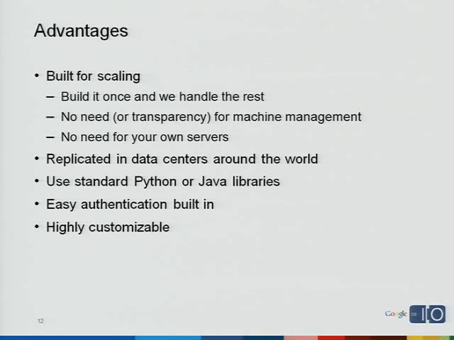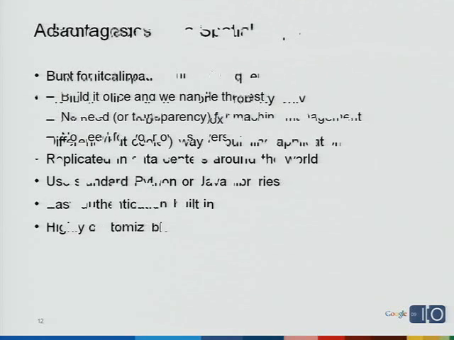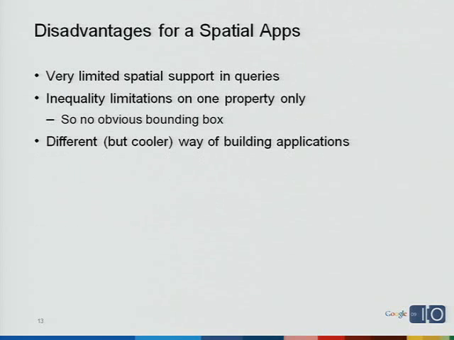And backups. So here are the advantages of it. It's built for scaling. It's replicating data centers around the world. You can use standard Python or Java libraries, although I will point out that you can't use anything that relies on C libraries, which unfortunately takes out a lot of the standard Geo libraries like GDAL, OGR from use. We have easy authentication. You can authenticate using Google accounts very easily, and it's highly customizable. Anybody running the application would have no idea that they were running it unless you told them.